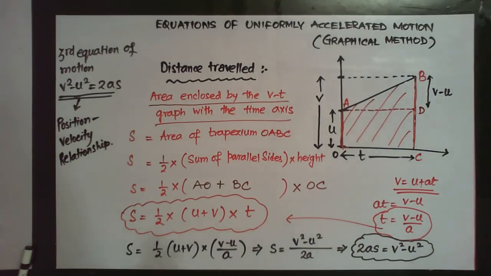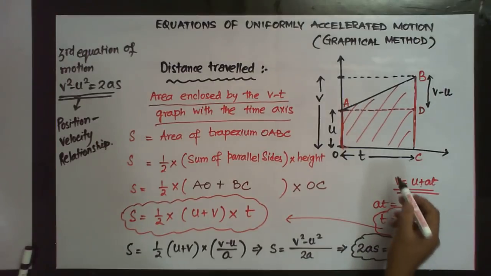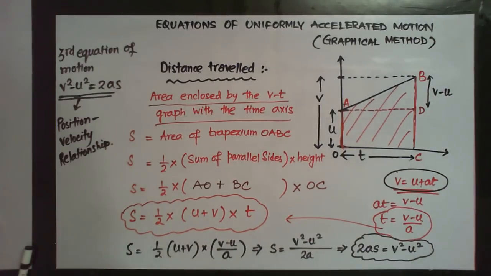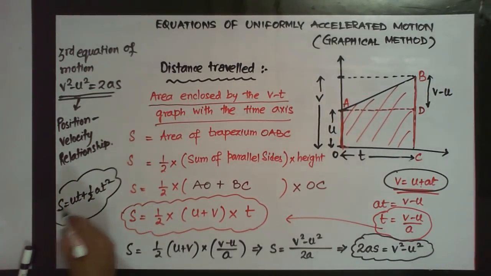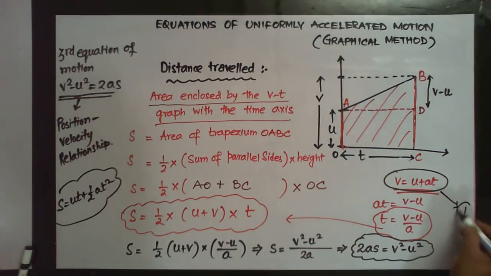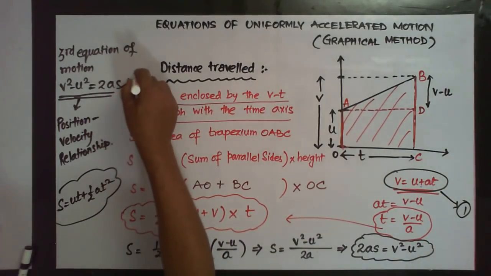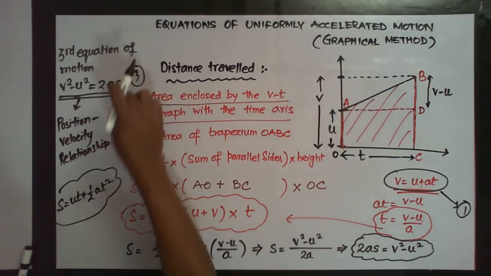Okay, so we derived 3 equations of motion. The first one was V is equal to U plus AT, which is written here. This is the first equation of motion. The second equation of motion was S is equal to UT plus half AT square. This is the second equation of motion, and this is the third equation of motion.